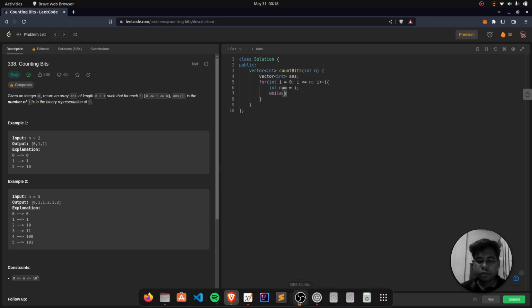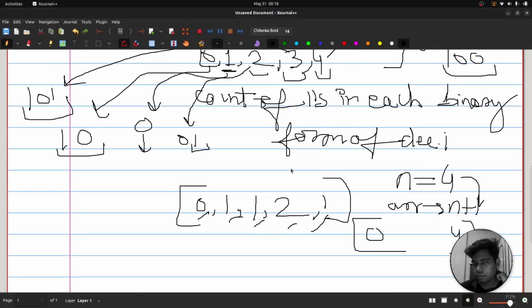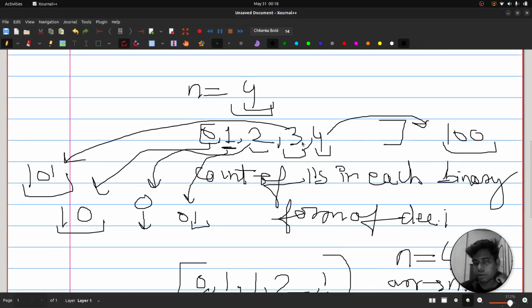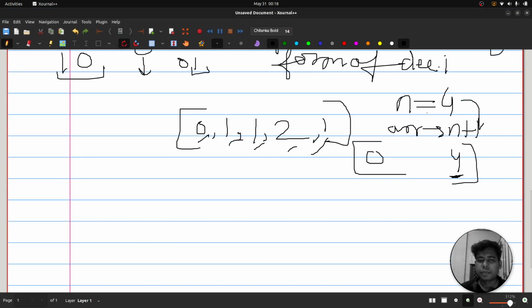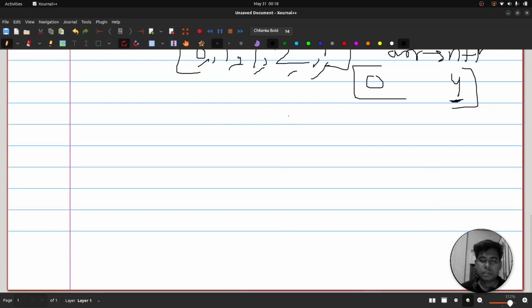and one thing more is that you should know how you will convert a decimal number to its binary form. Okay, so basically let's say here is your decimal 4 and you want to convert it into the binary form, and it is the binary form of 4.